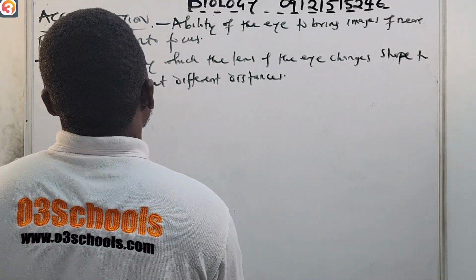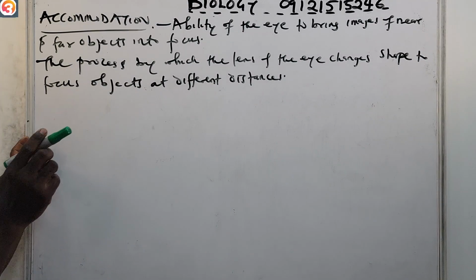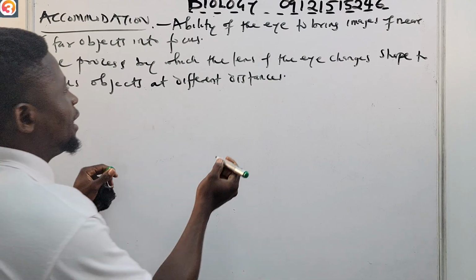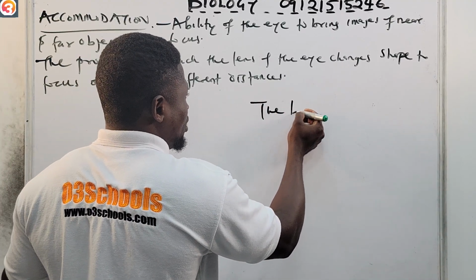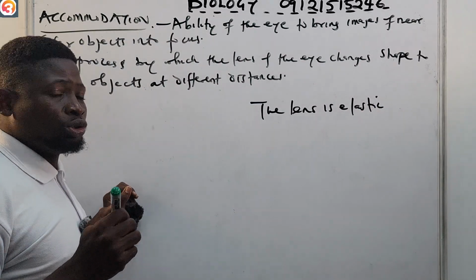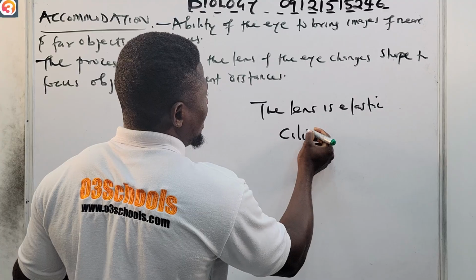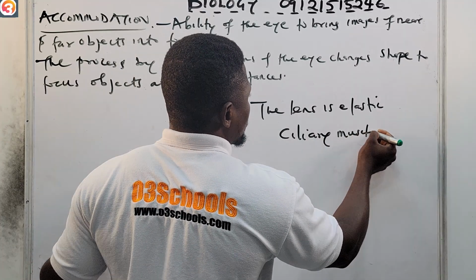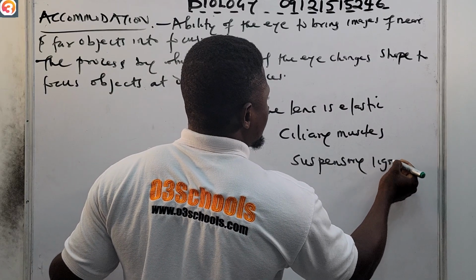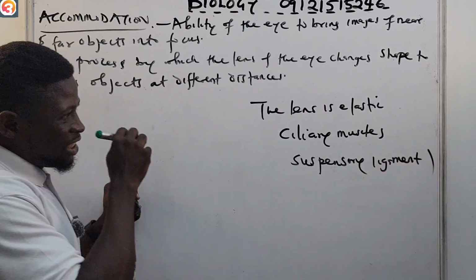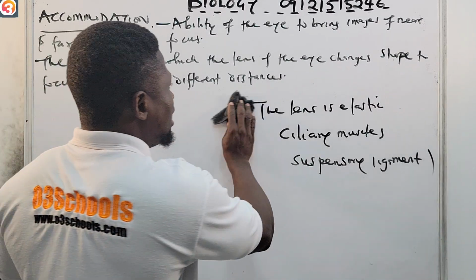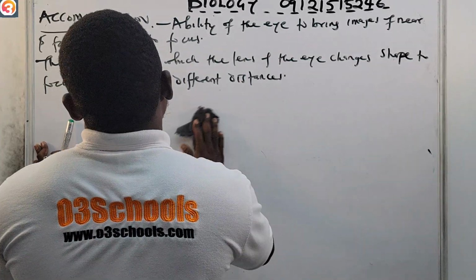But how does accommodation work? First of all, you need to know that the lens is elastic, and its shape is controlled by the ciliary muscles and the suspensory ligaments. Know that the lens in your eye is elastic, and its shape is controlled by what we call the ciliary muscles and the suspensory ligaments.